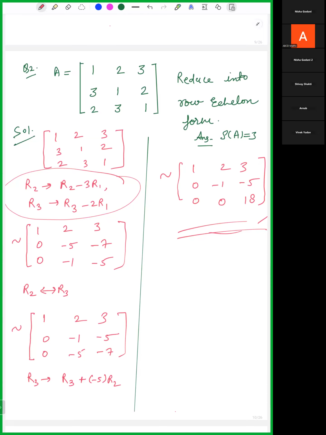It is echelon because the number of zeros is increasing from top to bottom. Is that correct? Yes. Yes, Arnav. Yes, Shivai, correct. Here the rank is 3. The number of non-zero rows is 3.